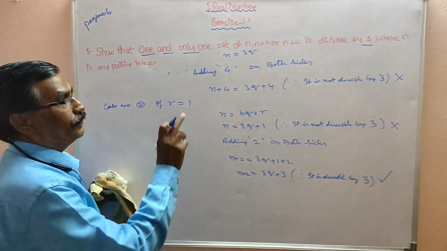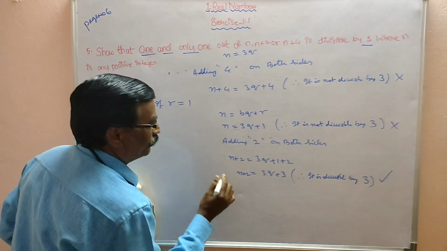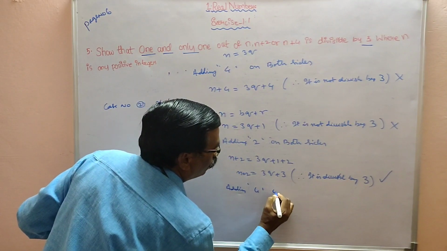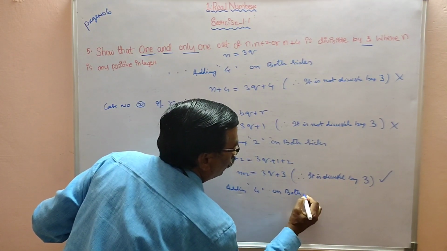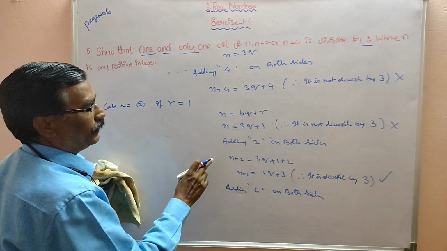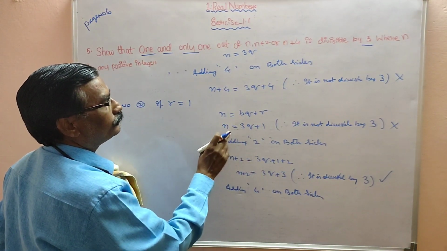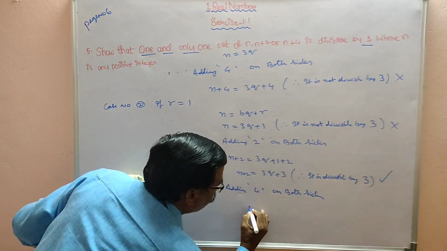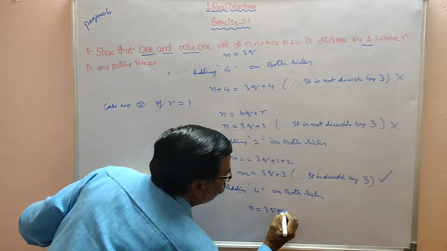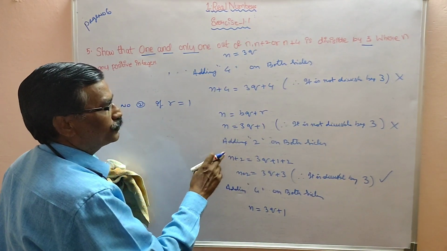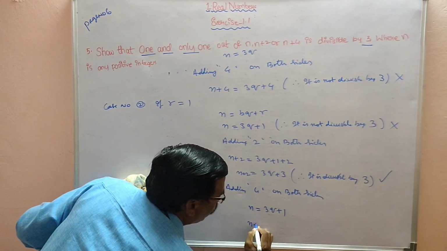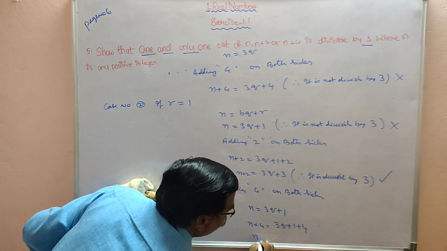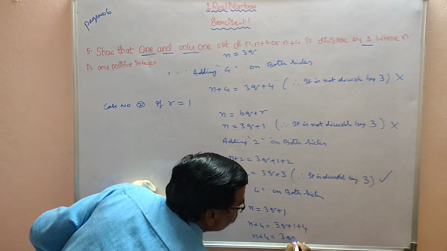And the next one is what? n plus 4 is there. So in case r equal to 1, n plus 4, adding 4 on both sides. What will come here? n equal to 3q plus 1, so adding 4 on both sides means n plus 4 equal to 3q plus 1 plus 4. So n plus 4 equal to 3q plus 5.